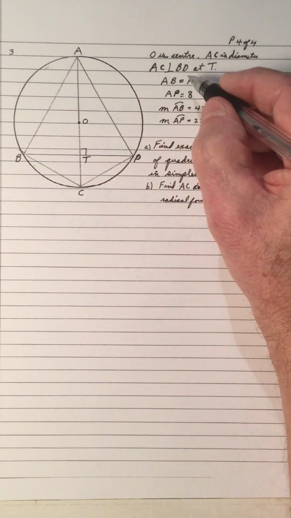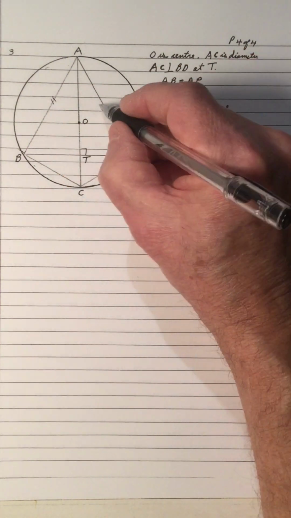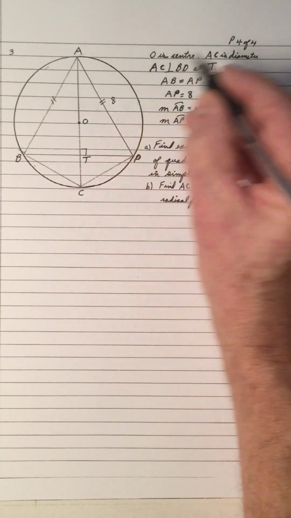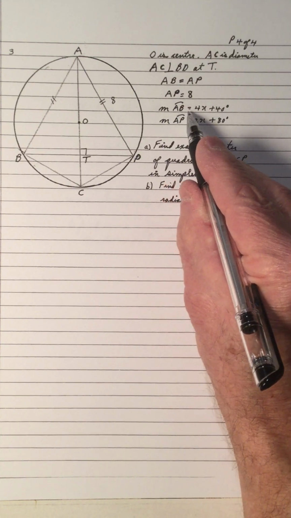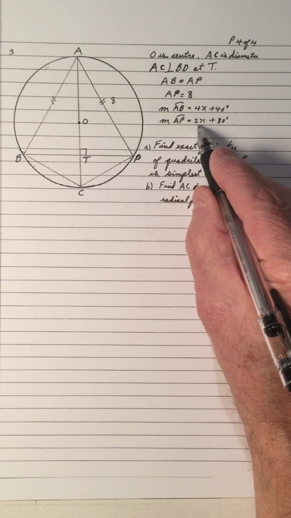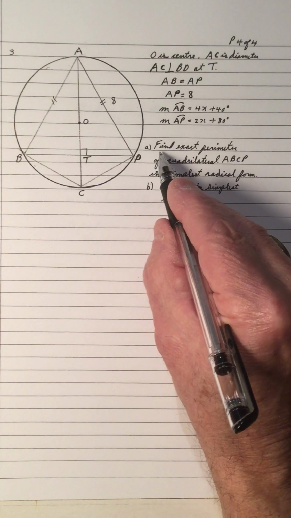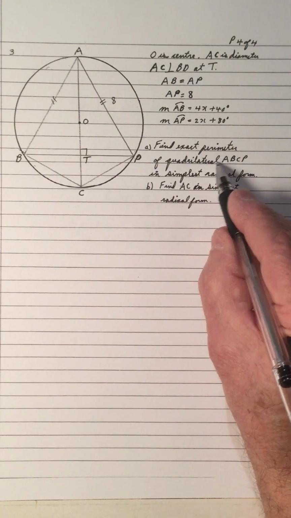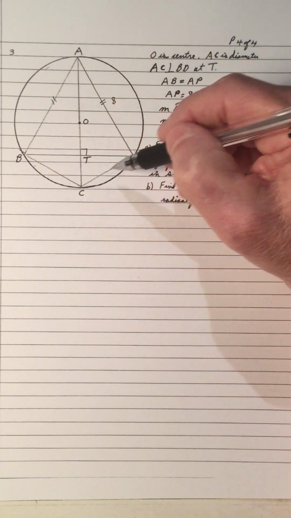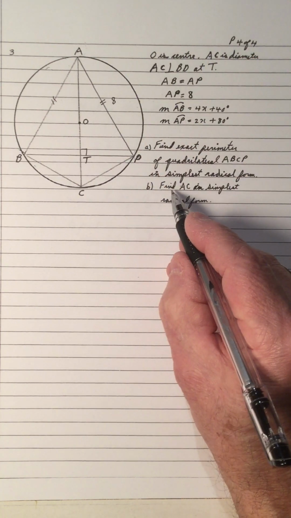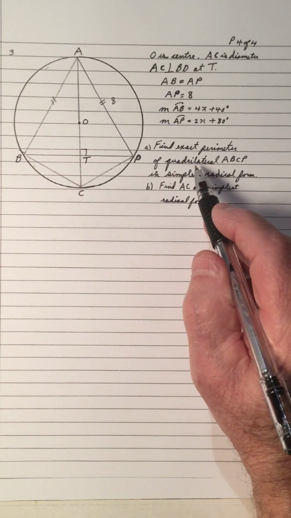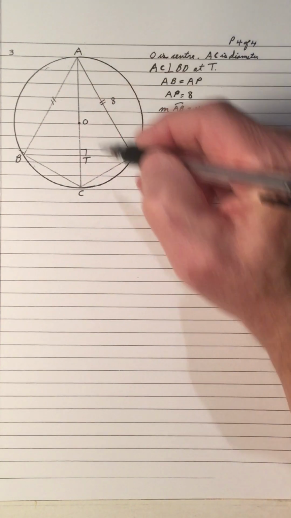And it says that AB is equal to AP, that's the segments. AP is equal to 8. And we have the measures. It says the measure of angle ABC is 4x plus 40. Measure of AP is equal to 2x plus 80. Find the exact perimeter of the quadrilateral ABCP. And find the length of AC in simplest radical form. So we have to find the perimeter in simplest radical form and the length of AC.